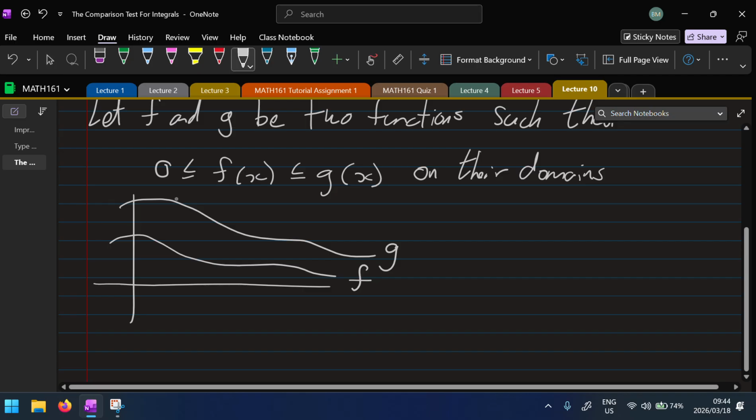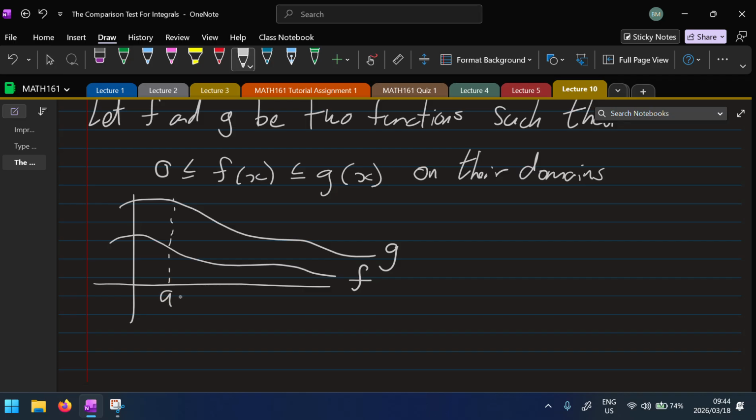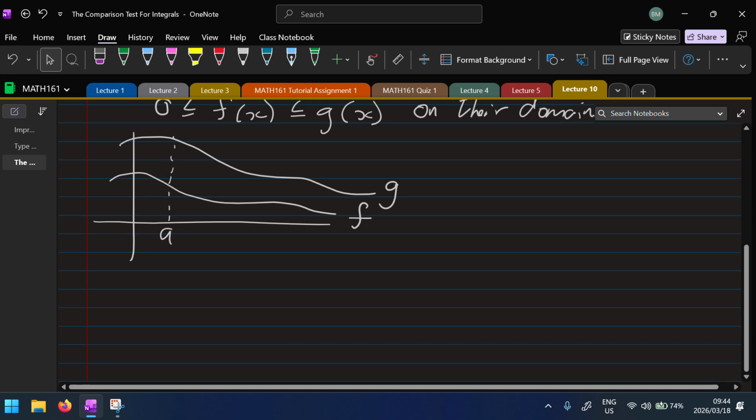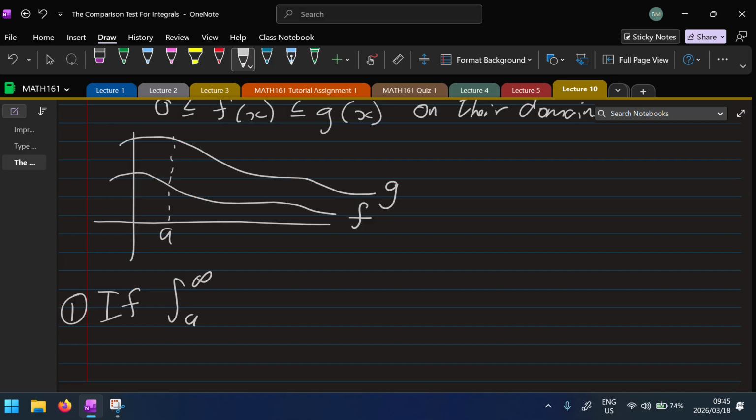It says that if we start here at some a, and we calculate the area to the right, so all of that area on the right-hand side, we have two statements. So number 1, if the integral from a to infinity of g, which is the larger one, converges, then the integral from a to infinity of the smaller one also converges.